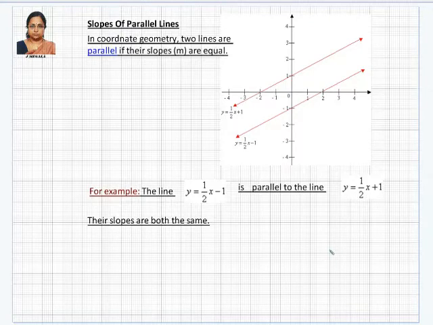When two lines are parallel to each other, with respect to the ground level the inclination is the same, therefore the slopes are the same. So m1 is equal to m2. Here you have two equations given. You can see that in mx plus b, m is 1 by 2. So here also it is 1 by 2.